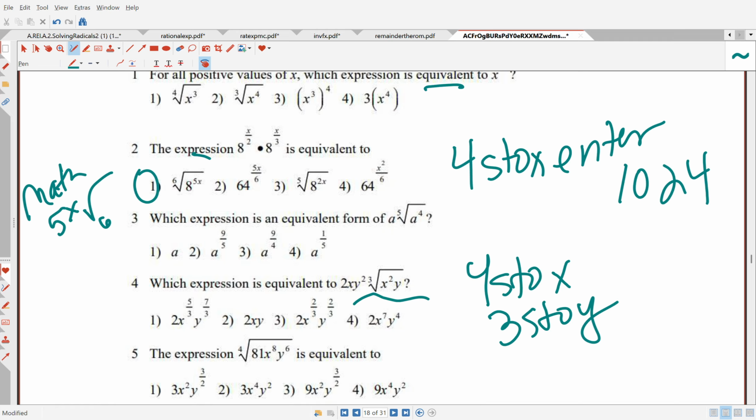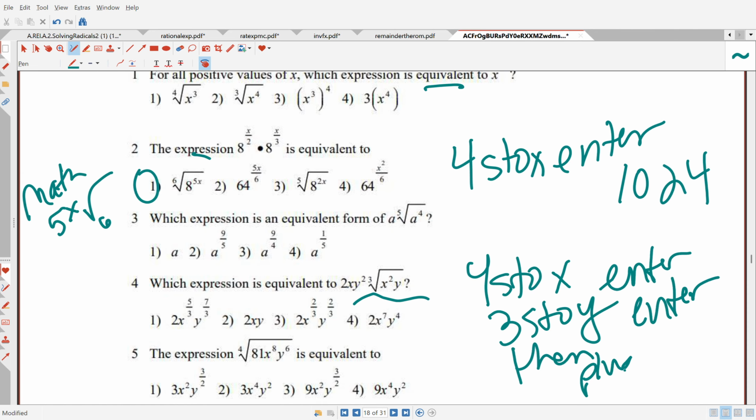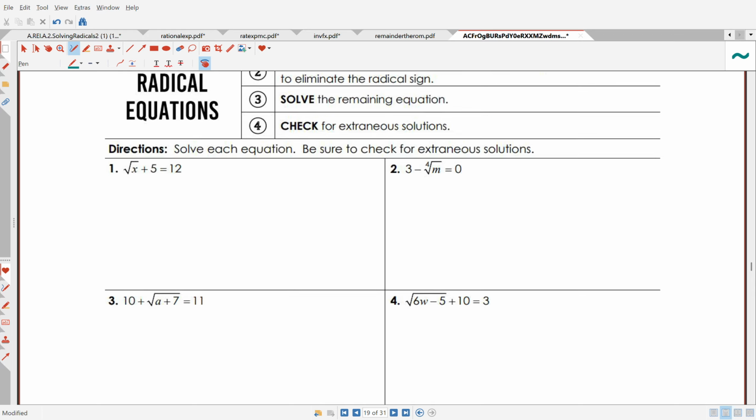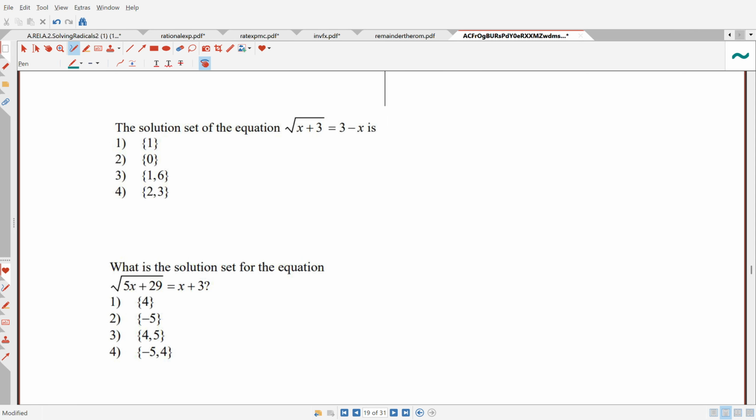I think I should have it. Yeah. And don't forget to hit enter after. You have to store the variable first, then you plug in the original equation, and then you match with the numbers. Yeah.